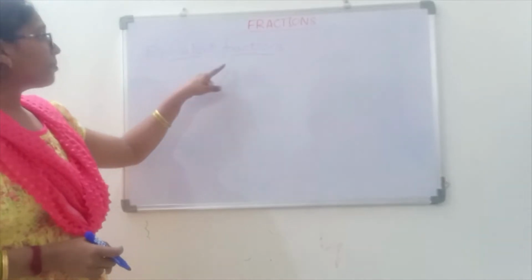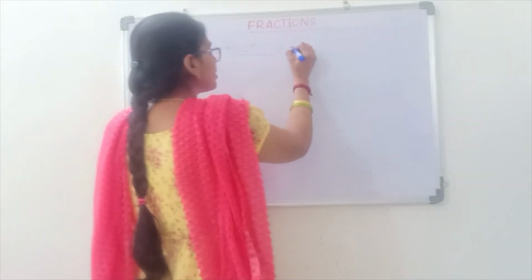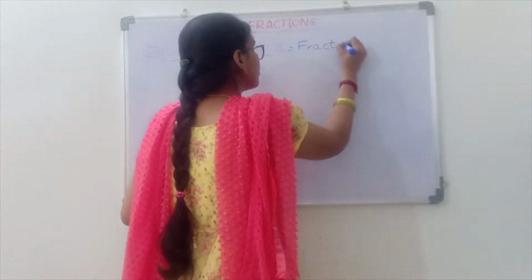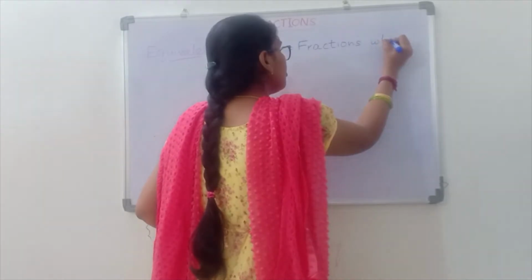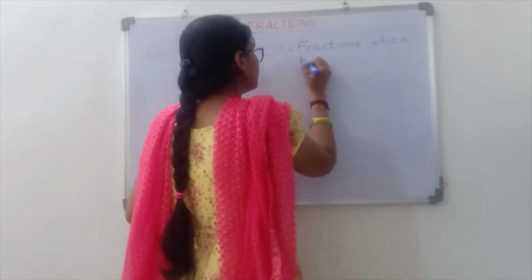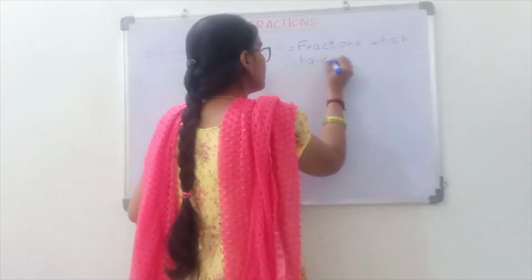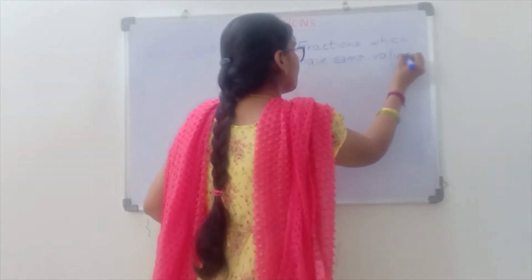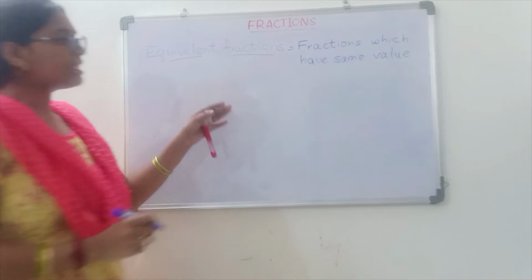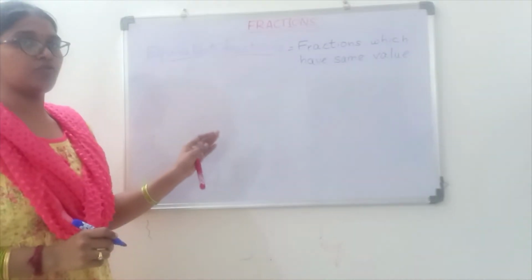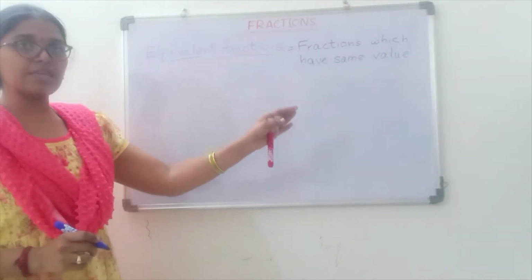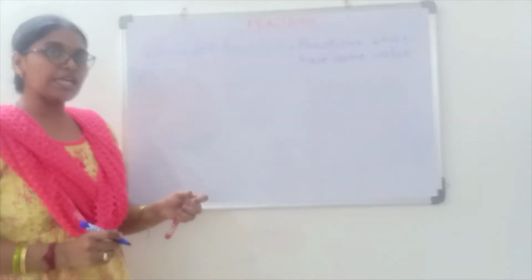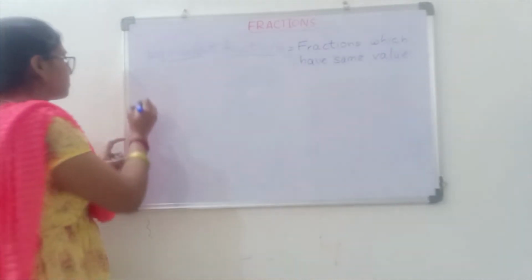So children, what is meant by equivalent fractions? Equivalent fractions means fractions which have same value. That means these fractions represent the same portion of the whole. All these fractions will have same value. Such fractions are called as equivalent fractions. Now let us find equivalent fractions for a given fraction.